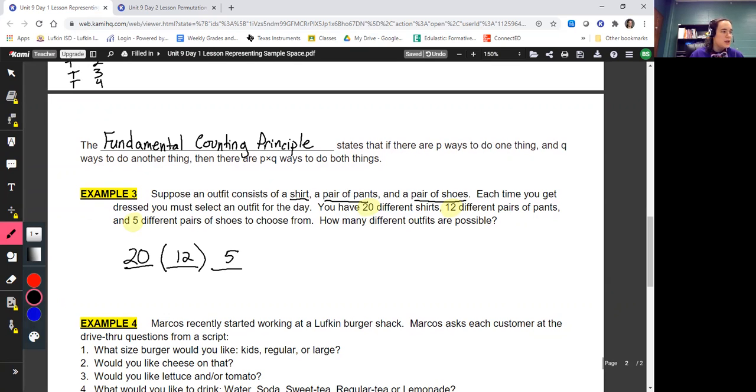Now notice that I put a spot down for everything I needed to fill in, and then filled in how many different options I had for each of those spots. So 20 times 12 times 5 gets us 1,200 possible different outfits.